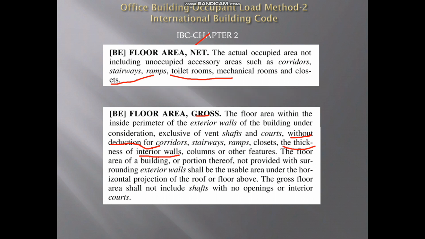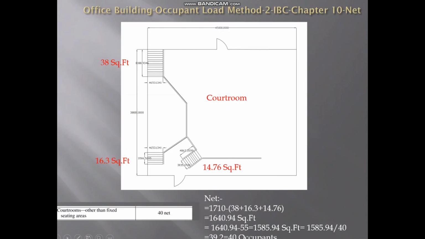Okay, we are going to consider it as it is. So again I am going to remove the thickness of walls also from the value. That means in this area the 55 square feet comes from the thickness of the wall. All these thickness of the walls I have considered from all these points, and the total area I get is 55. That one also I removed. So the total answer I am getting is 1585.94 square feet.